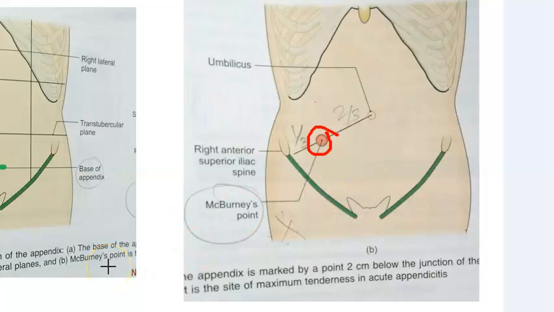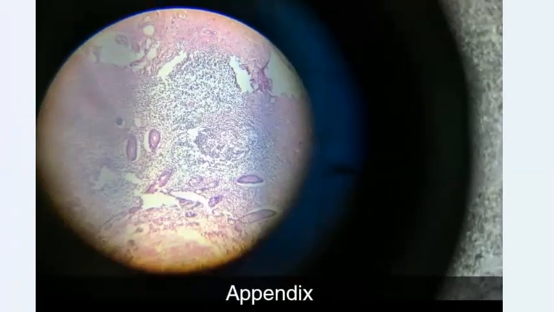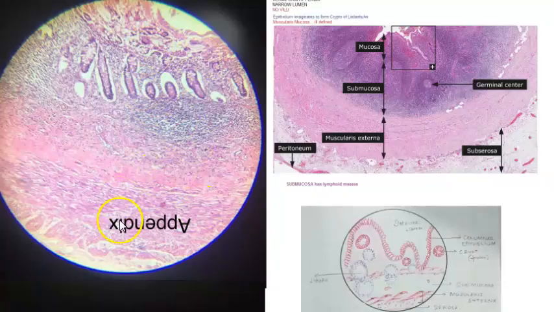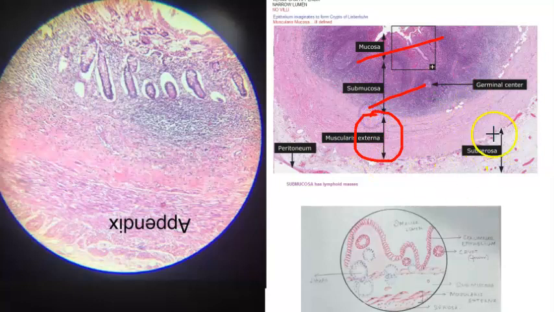Currently we are trying to discuss the pathology of acute appendicitis, so it's better you know McBurney's point. This is the normal histology of the appendix. You should be able to see the mucosa, submucosa, germinal centers, and serosa. Here they have marked the mucosa and submucosa. In the submucosa they have shown the germinal centers. Then you have the muscularis externa, subserosa, and peritoneum.